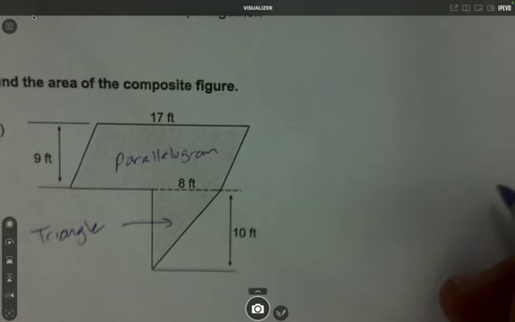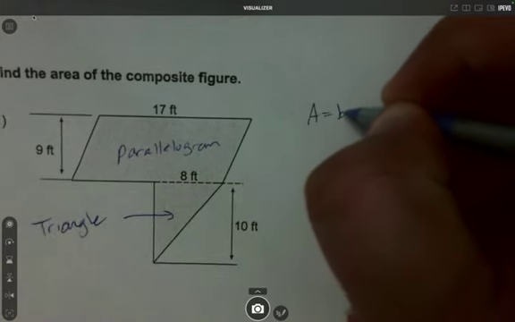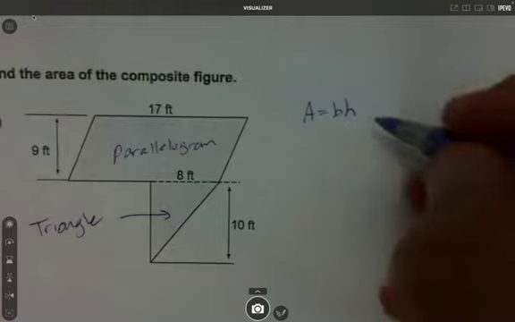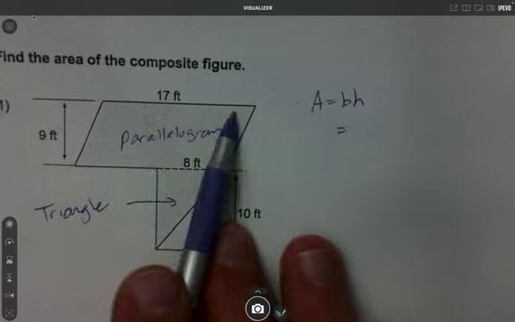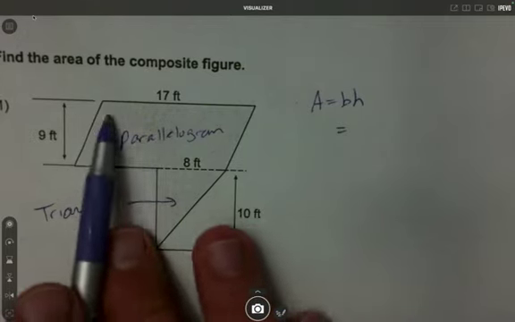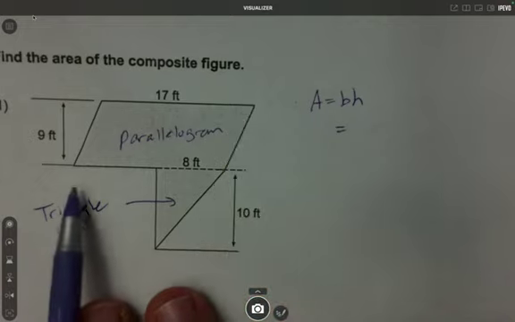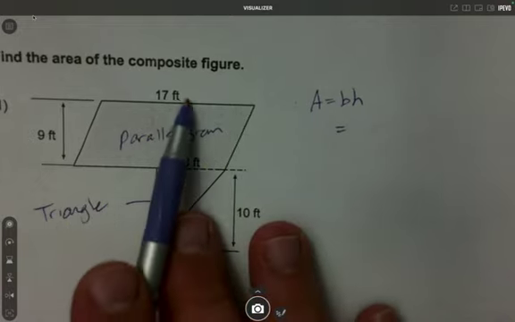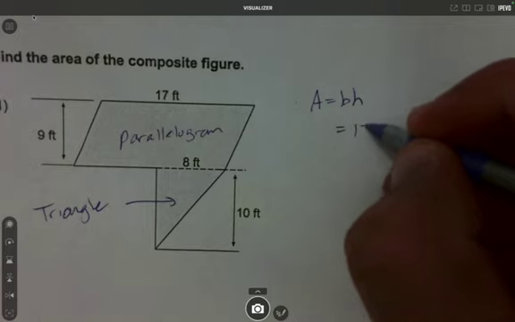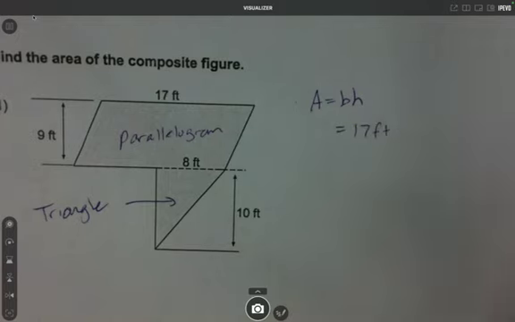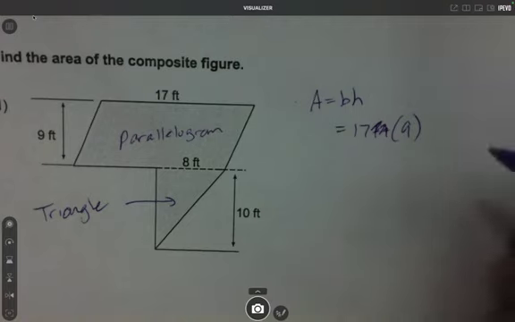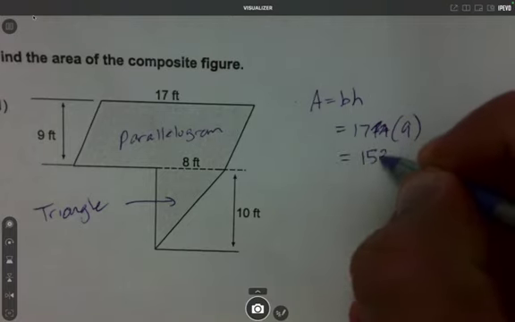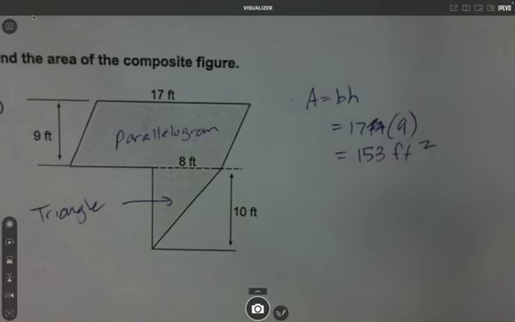So a parallelogram, its area formula is base times height. And the base for this one, okay, it's 17 feet. Because remember, this side down here and this side up here are identical. So we usually think of the base as the bottom, but the bottom and the top have the same length. So we can just say 17 feet is the base. And then they show us the height over here, 9 feet is the height. So 17 feet times 9 feet gives us 153 square feet.